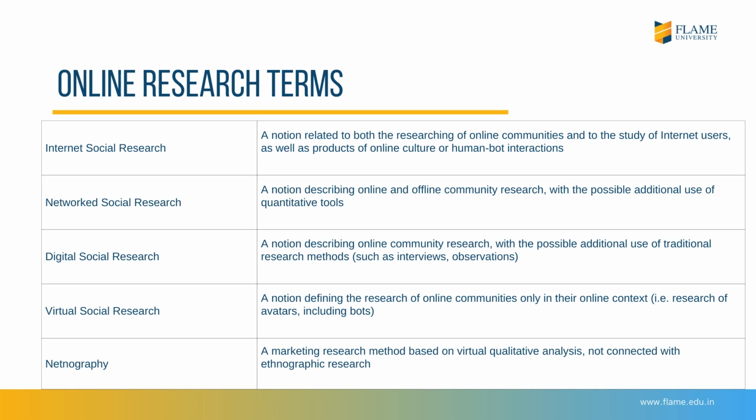The third type of research that is commonly used is digital social research, which is a notion describing online community research with the possible additional use of traditional research methods such as interviews and observations. The fourth type of research term that is commonly used is virtual social research, which is a notion defining the research of online communities only in their online context, which is like research of avatars, including bots.